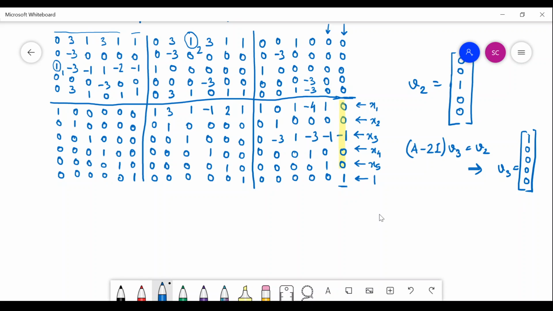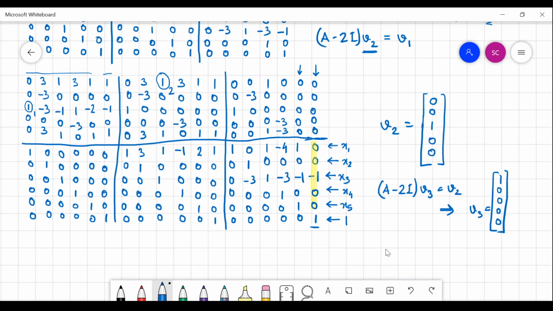This is v3. Again, in this example, incidentally, it was very obvious, but if v2 were something else, which were not directly the columns of the matrix A minus 2I, then you have to do another set of column operations in order to find out what v3 is. So remember these column operations. But here we could find out v1, v2, v3.